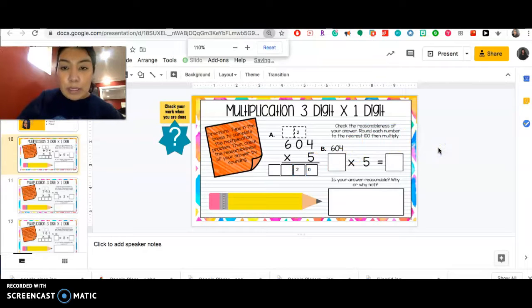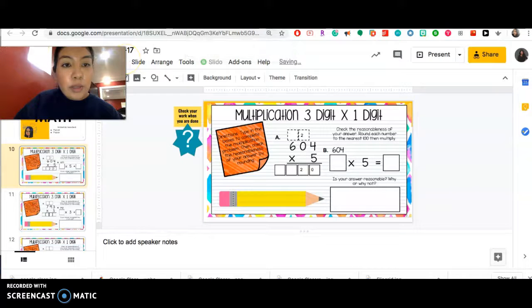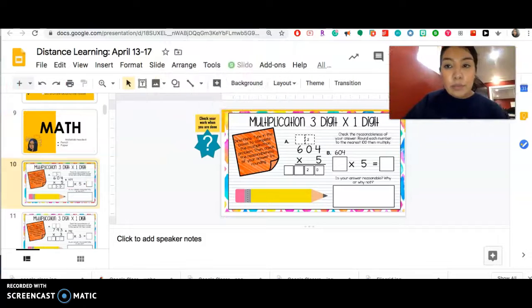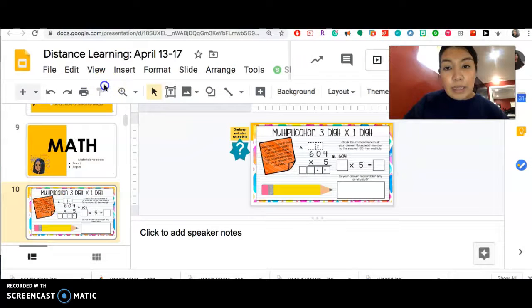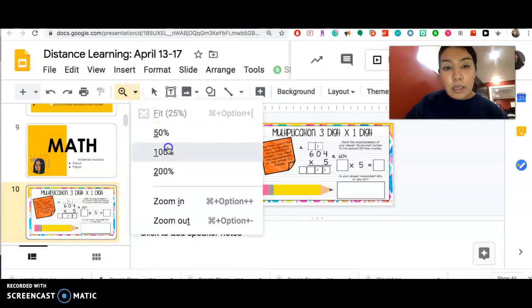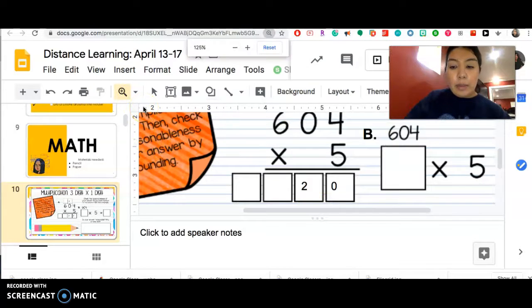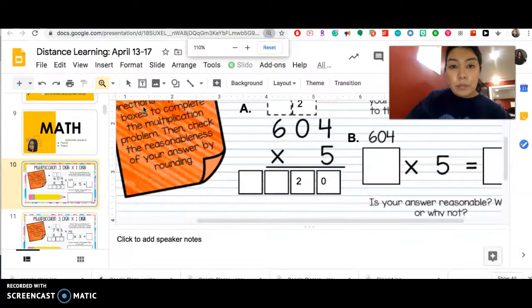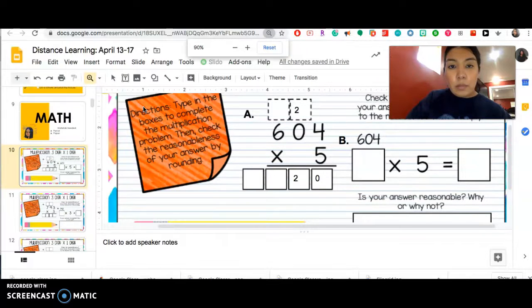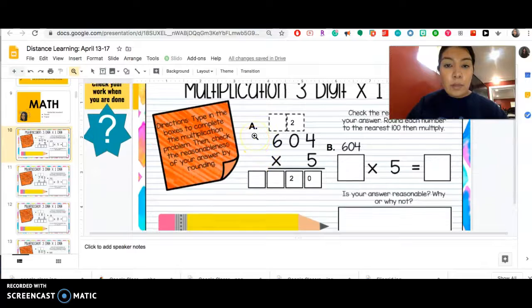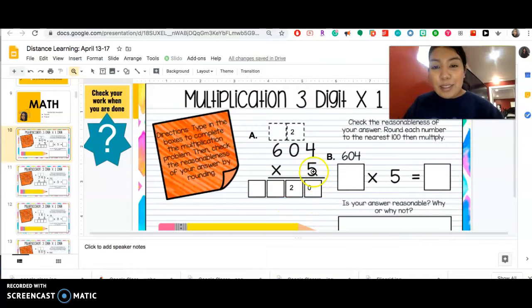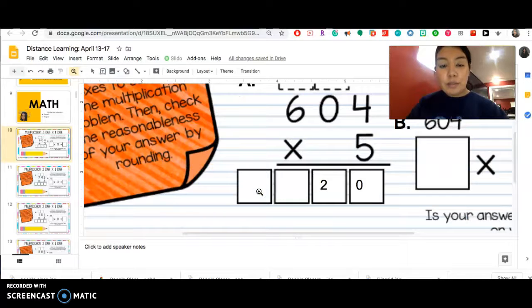Let me see if I can zoom this in a little bit more. If you see on your screen, there's this little magnifying glass. Let me go back. Okay, this is better, hopefully. So 0 times 5 is 0, plus 2 is 2. Now 6 times 5 is 30.